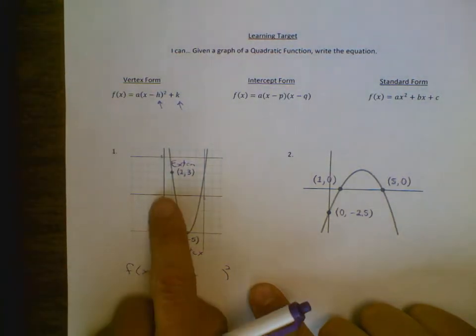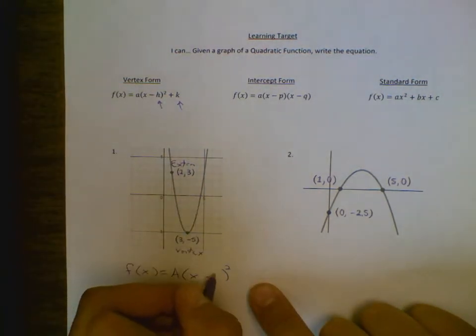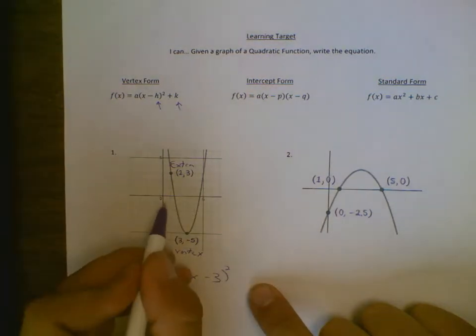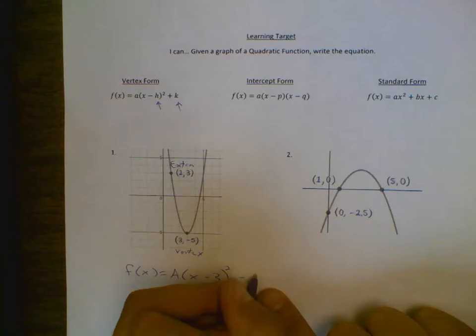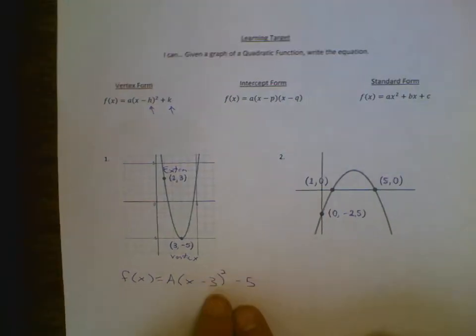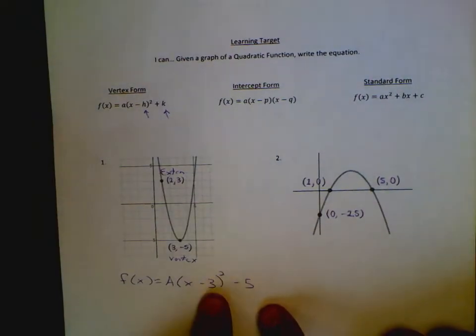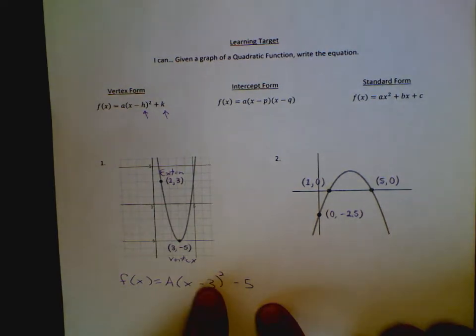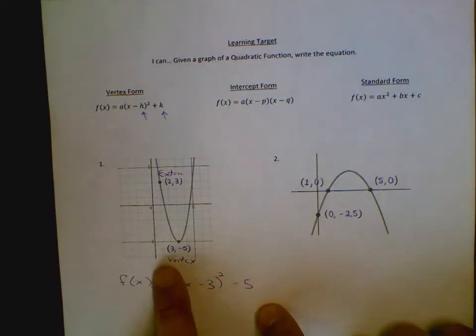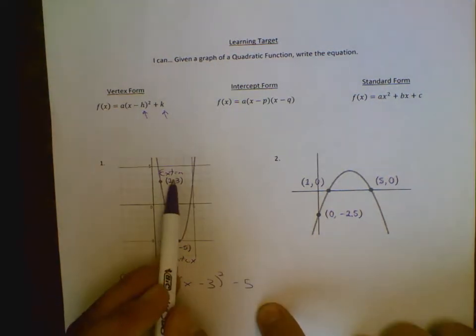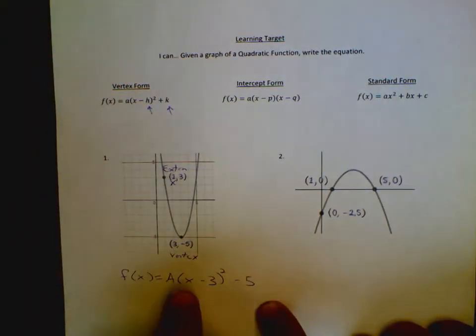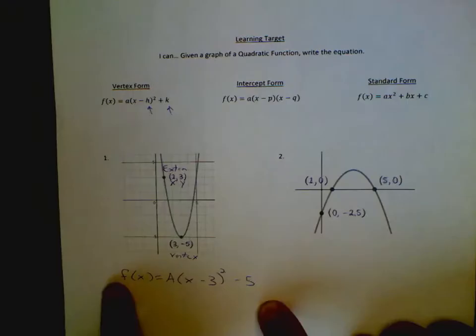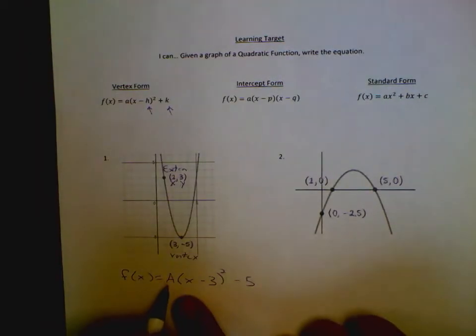To be shifted right 3, well, that's going to be a -3 in the parentheses, right? That really moves me right 3. And then to be shifted down 5 is a -5 on the end. So I know that in vertex form, I have -3 on the inside of the parentheses, and a -5 on the end. The last thing I need to do then is solve for the a, and that's where this extra point comes into play. The x gets plugged in for the x value, and the y gets plugged in for the function value, and then I solve for the a.